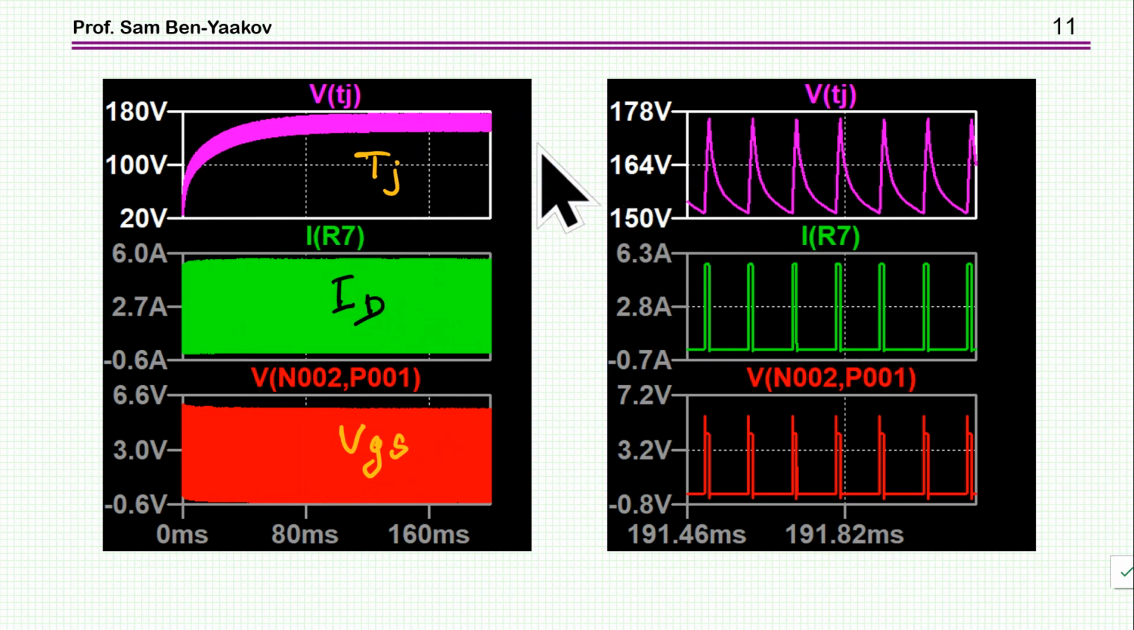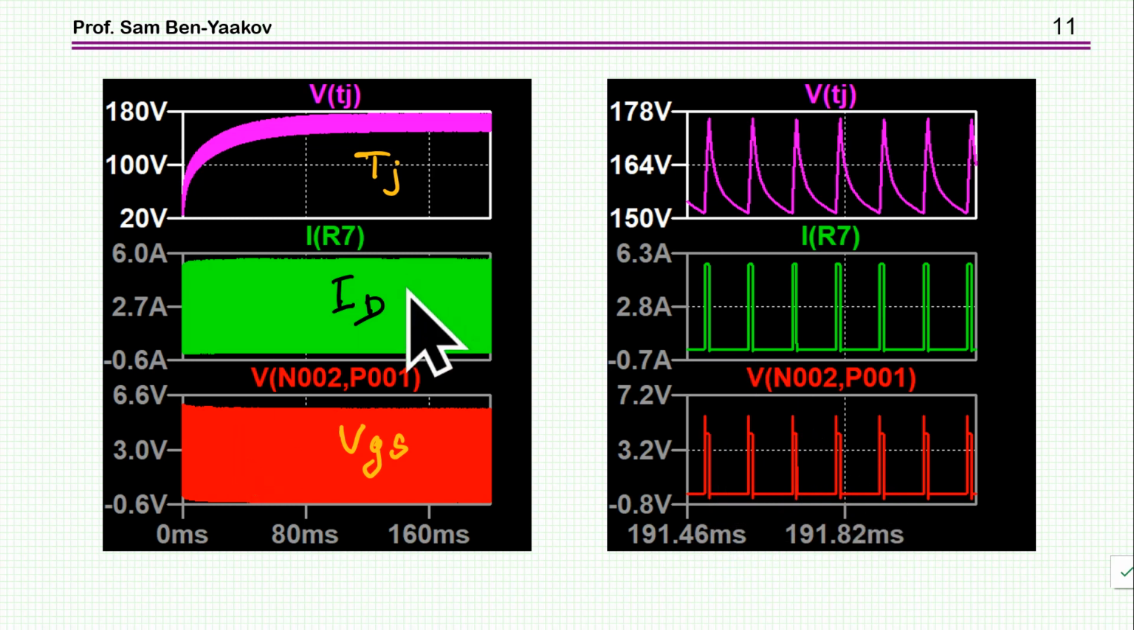I see that the temperature went up to about 170. We'll see it later on. And then the currents are about 6 amp. And this is the gate to source voltage. We see here some peak here due to probably capacitances, and then we have this value here. We'll see the exact value later on.